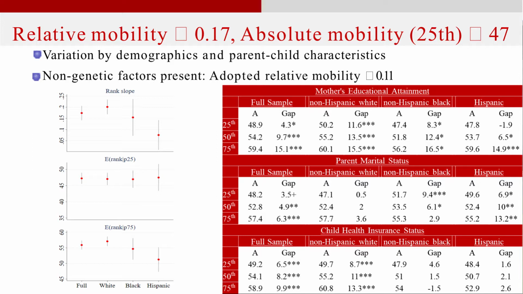And you can see in the table that typical characteristics that we might think of as advantageous or disadvantageous seem to persist within this context as well. So things like having a mother who has lower educational attainment, parents who are not married, or not having health insurance may be disadvantageous as well in terms of the intergenerational health mobility context.